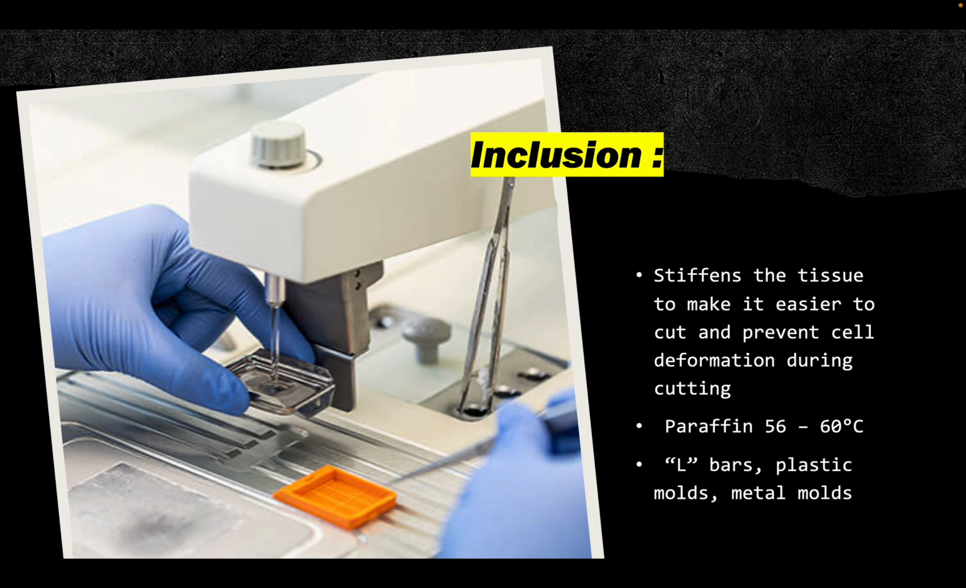Inclusion. It stiffens the tissue to make it easier to cut and prevent cell deformation during cutting. Paraffin 56-60, L-bars, plastic molds, metal molds. The last 2 points are the tools that we use to do an inclusion. We use the paraffin and we use sometimes L-bars, plastic molds, or metal molds. They are all in the shape of L-bars.